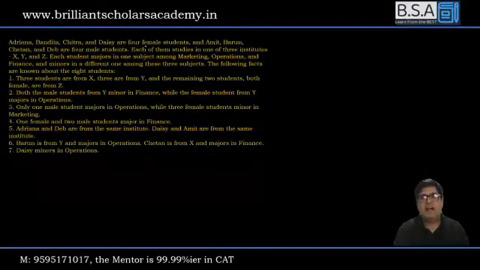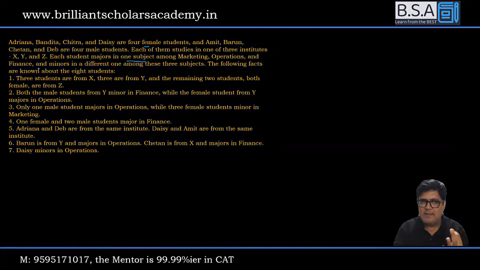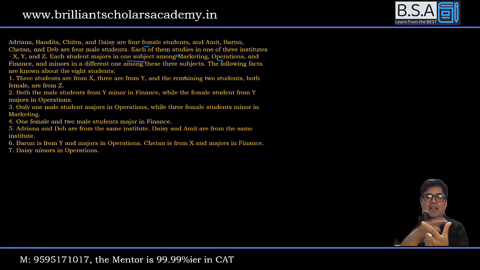A, B, C, D are 4 female students. A, B, C, D are 4 male students. Each of them studies in 3 institutes X, Y, Z, and each student majors in one subject among marketing, operations, and finance. 3 subjects basically, and minors in a different subject among the other 3. So if there is Ramesh, he is doing majors in marketing. So you'll have to pick a minor in operations or finance. If somebody is doing minors in operations, major has to be a different subject. That information is very critical. Every student has to have one major and one minor. They cannot be same.